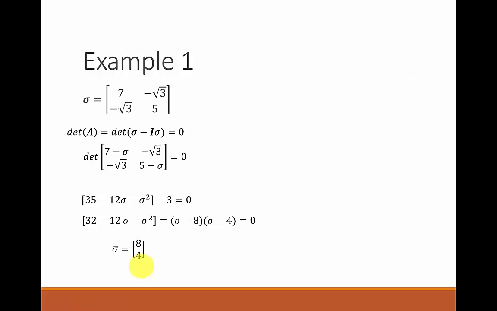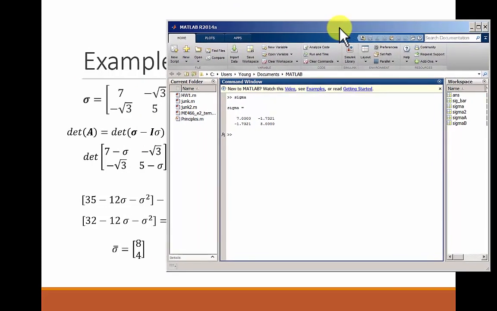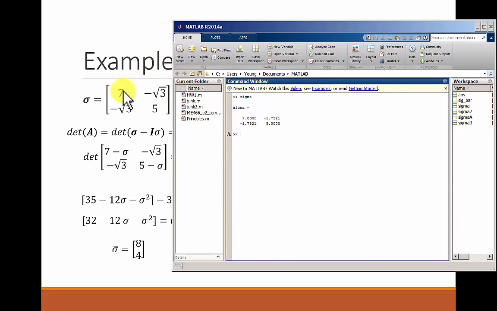Now, let's take a look at how we would do this in MATLAB. I'm going to pull up the MATLAB window. I've already set some values in here, so let's see what I've put in for sigma. If you look at the problem, we have 7 and 5 on the diagonals and minus the square root of 3 on the off diagonals. So that's what sigma is. And what I'm going to do is say that sig bar is equal to Eig of sigma.